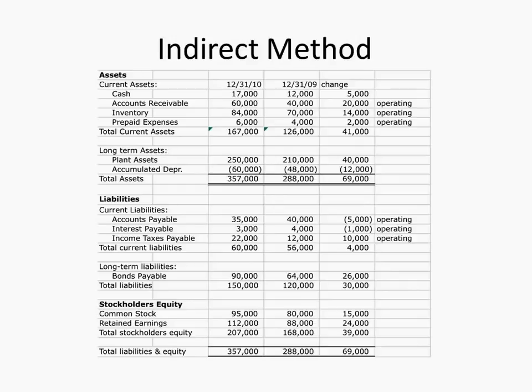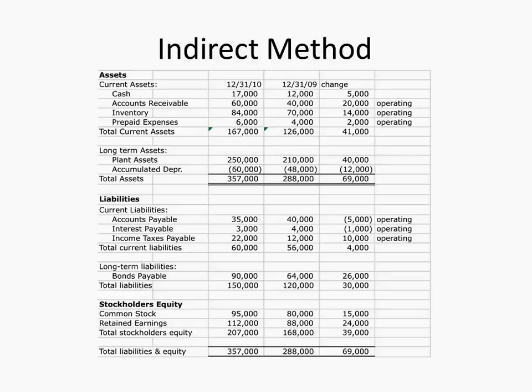Now, we've pulled up a balance sheet. Here's the balance sheet here. Forget cash, because that's what we're arriving at. That's what we're actually reconciling to. Accounts receivable is at 60, it was at 40, so accounts receivable went up by 20,000. This is a current asset that increased. Where do current assets go? Which section? Operating. Inventory. The change is 14,000. Also operating because it's a current asset.